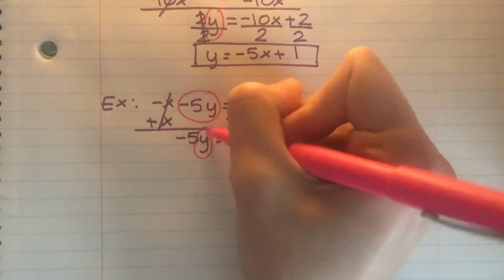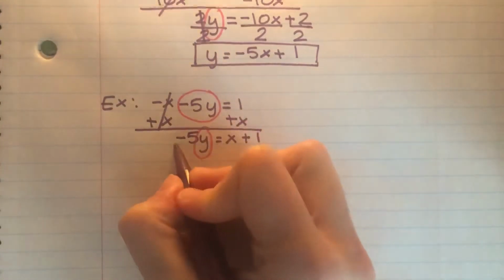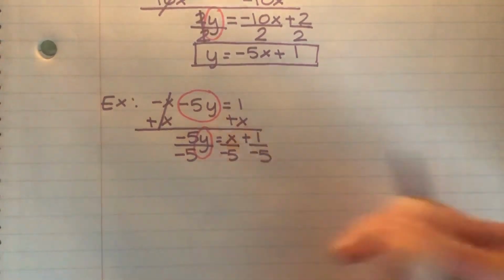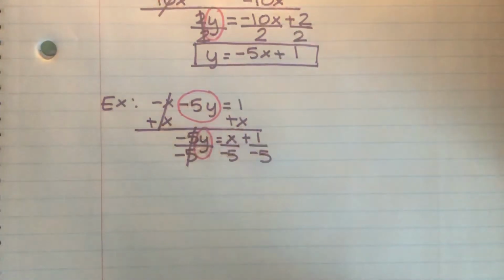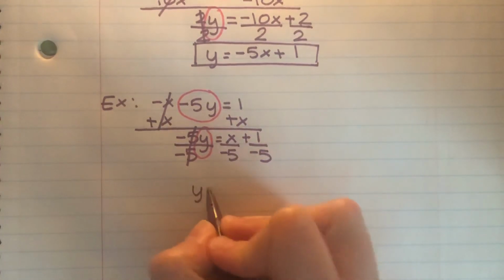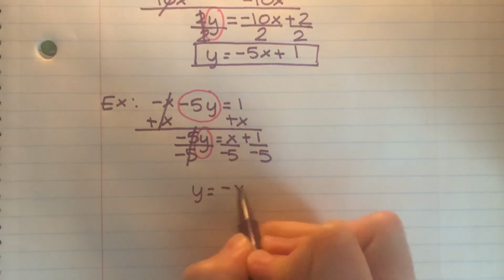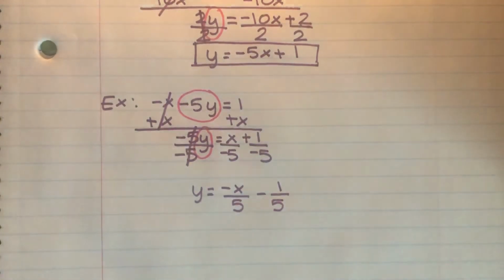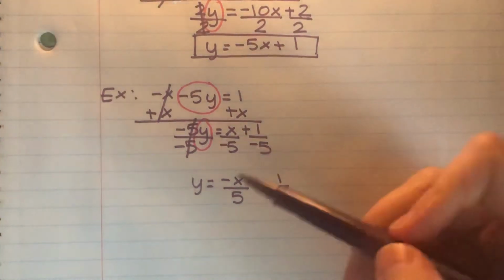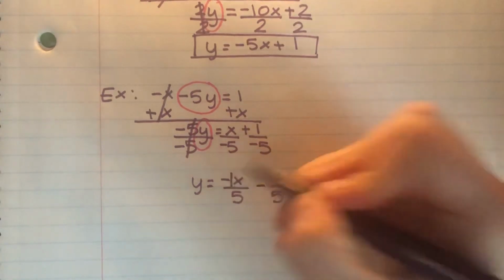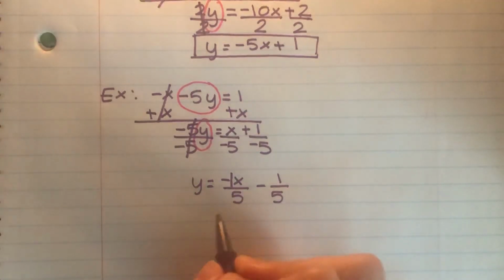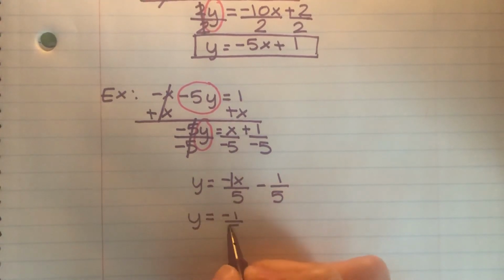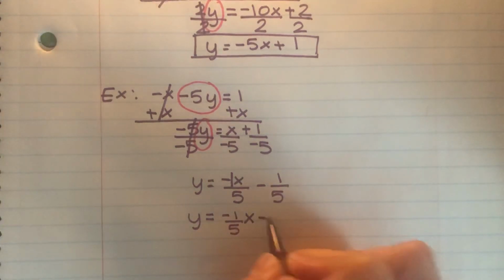And lastly, we want to isolate y, so we divide by negative 5 all the way across our equation. Our negative 5's cancel out, and we are left with y equals negative x over 5 minus 1 over 5. Now remember that we can pretend that there is an imaginary 1 in front of our x here. So if we wanted to rewrite this, we could write y equals negative 1/5 times x minus 1/5.